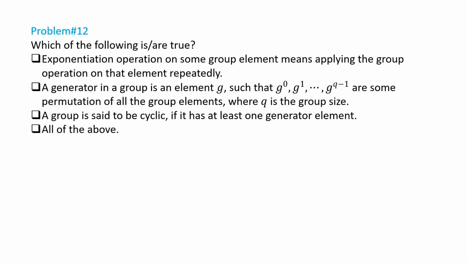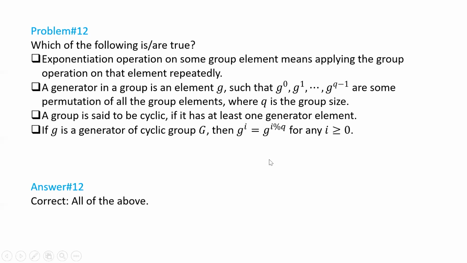So in total, you can say that a generator is a group element such that all of its exponentiations return some permutation of the set of group elements. And the third option, as you said, is correct because that is the definition of a cyclic group, that a group is cyclic if it has at least one generator element in it. So all the options are actually correct here.